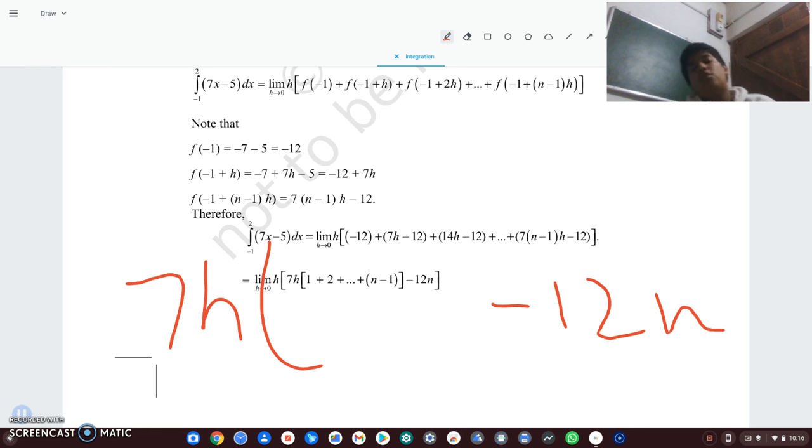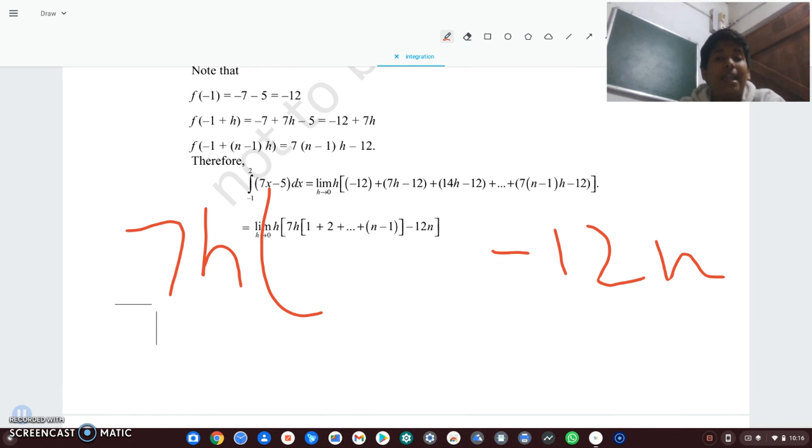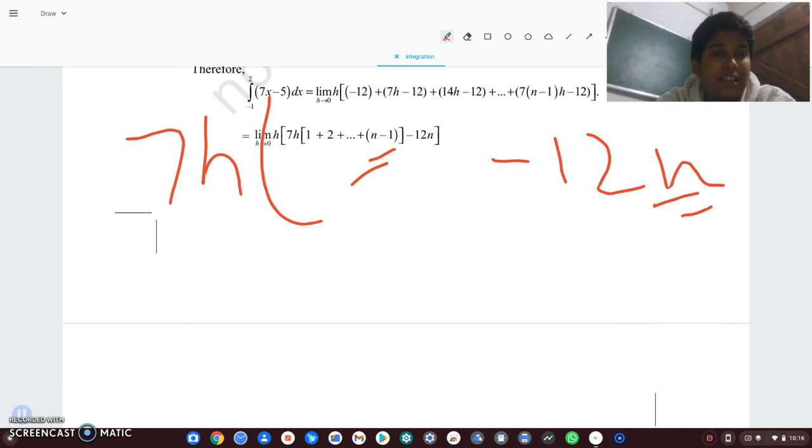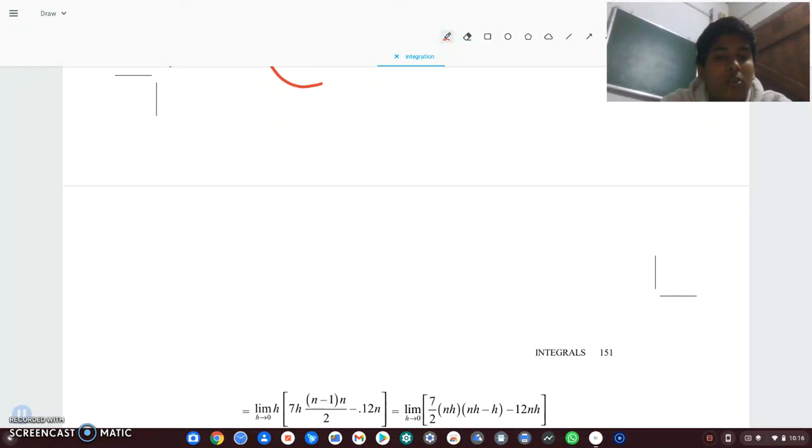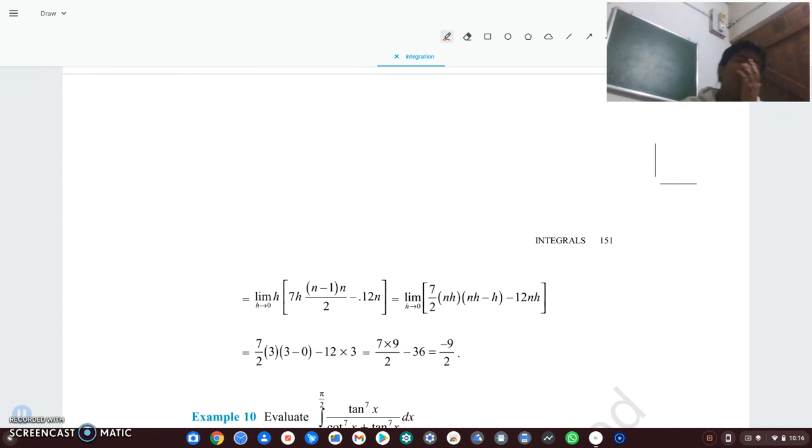By mathematical induction, we know how to add till n. Here I write n minus 1 terms, why? Because in the first term there is no h, h is 0, meaning it is 0h. So what I want to write is very simple. I know 1 plus 2 plus 3 plus 4 plus 5 has a simple formula, that is n into n minus 1 upon 2.